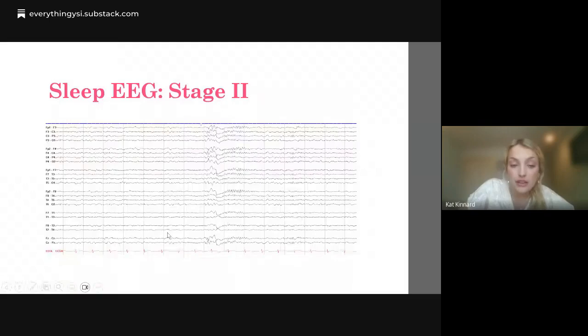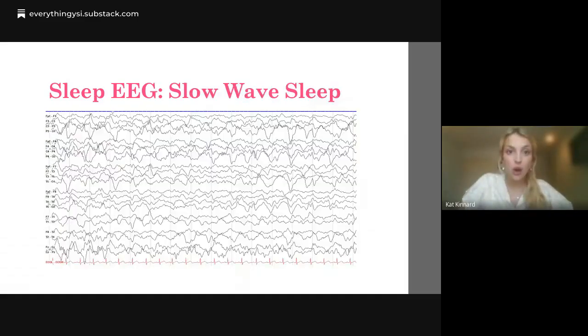And if you look just directly to the left of where you see those waveforms, you can see that there's a little vertex wave trying to come through if you look at the FC, CZ, PZ chains. So with that, as we go deeper into sleep, we reach slow wave sleep, which is also known as deep sleep.